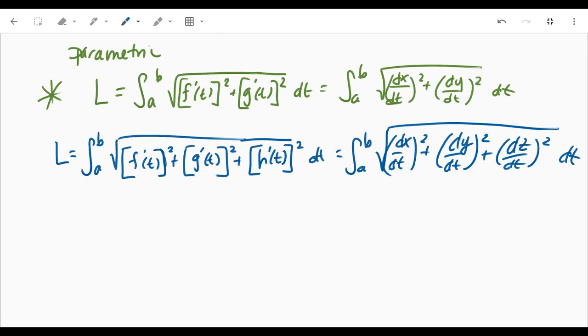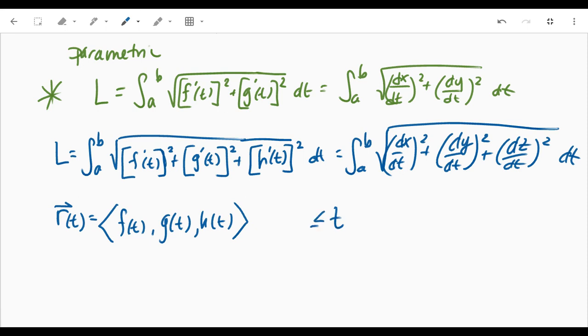Okay, and r of t, your vector function, is just those f of t, g of t, h of t, parametrically, but we've talked about this before. Your vector functions are just like parametric equations, and then you get your t is somewhere between a and b.